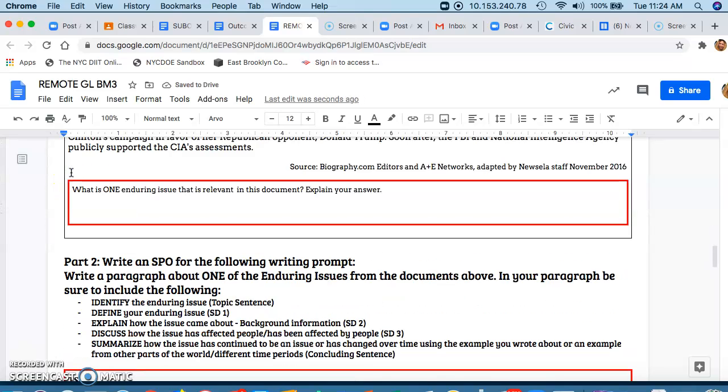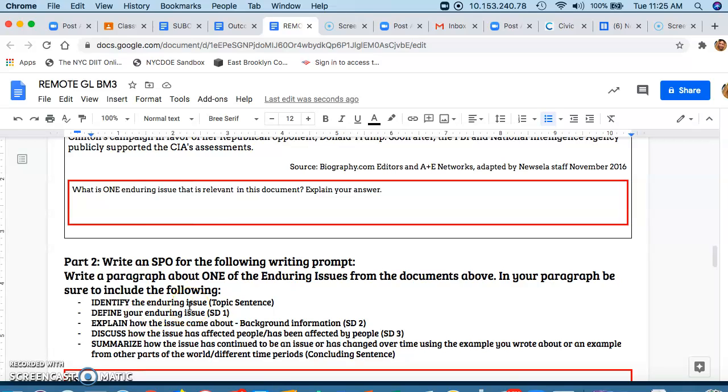Once you're done with that, you're going to choose one of the documents from above, right? And you're going to write an SPO about it, okay? You're going to outline a paragraph. So you want to make sure to include the following things, right? Your topic sentence should be identifying the enduring issue, so naming it, right? Which is kind of already done here.